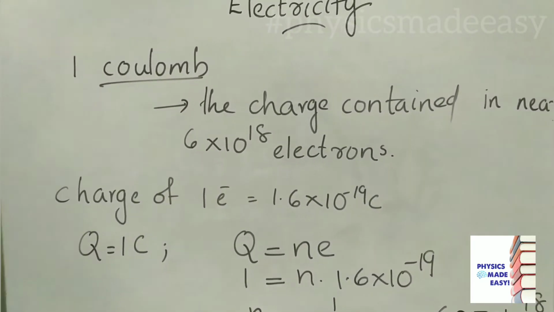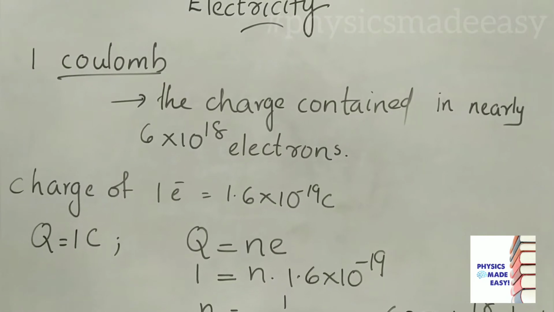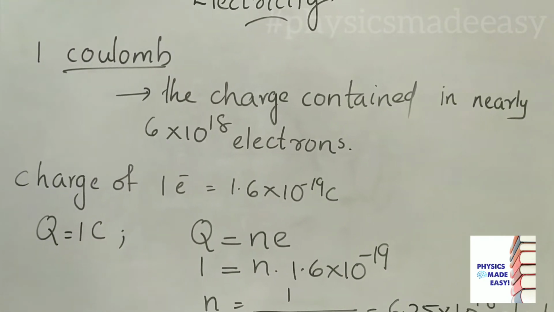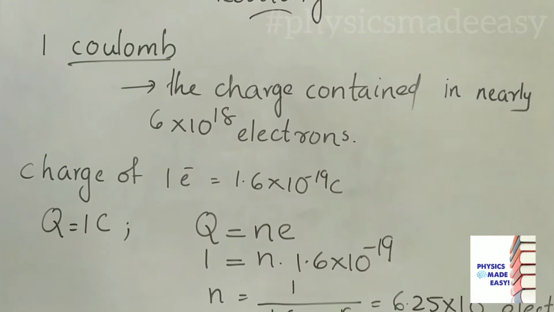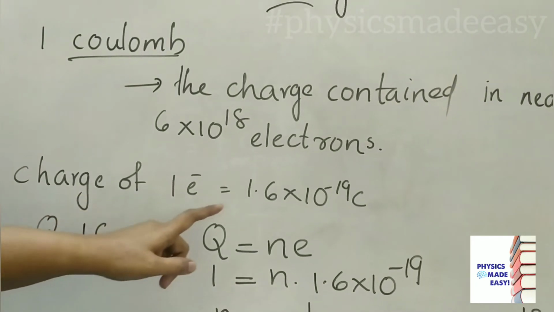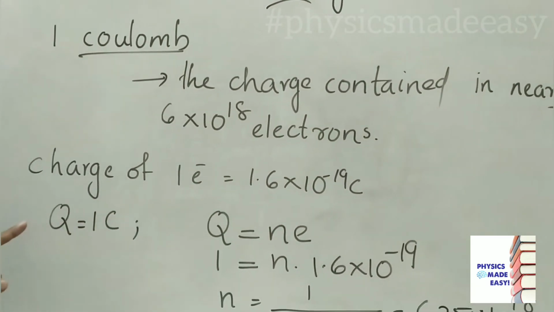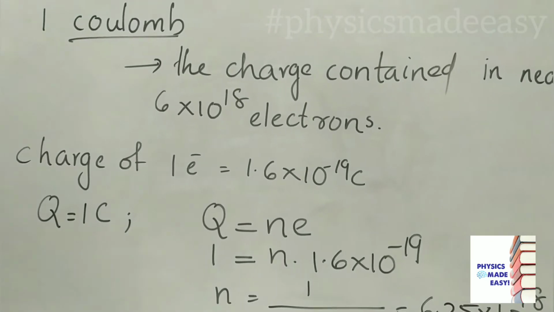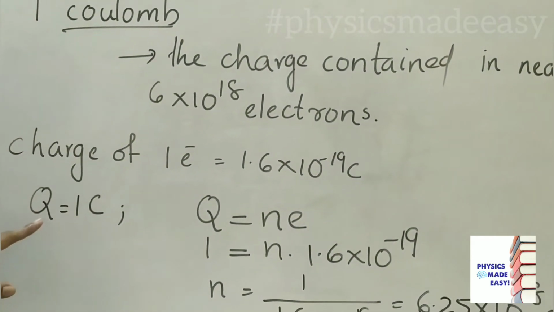What is 1 coulomb? It is the amount of charge in 6 into 10 raised to 18 electrons. How did we get this number of electrons? How can we say 6 into 10 raised to 18? Here you can see charge of 1 electron is 1.6 into 10 raised to minus 19 coulomb. Then we can consider, if 1 coulomb of charge is there, how many electrons are there in that charge. Q is equal to 1 coulomb.